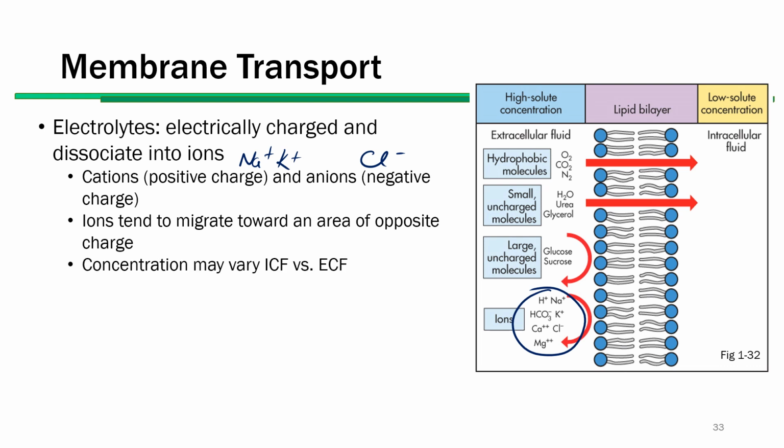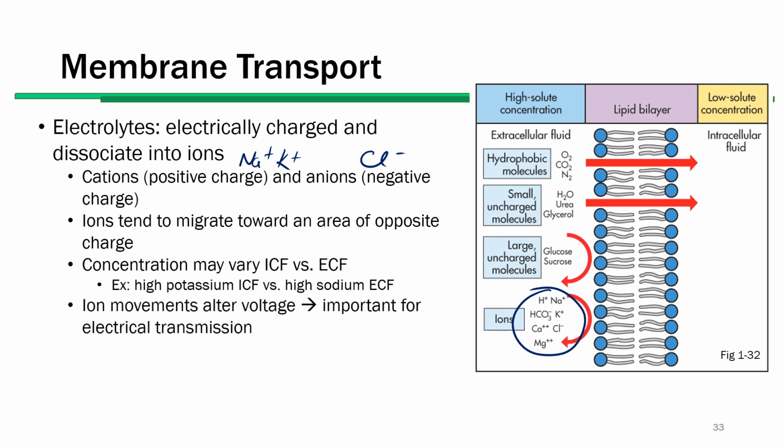The concentration may vary between intracellular fluid and extracellular fluid. For example, there's a high potassium in the intracellular fluid versus a high sodium in the extracellular fluid. Ion movements are going to alter the voltage, and that's important for electrical transmission. If a positive ion is moving, it takes that positive charge with it. You can't separate the ion from its charge. So it's going to change the charge of wherever it's leaving from and going to.